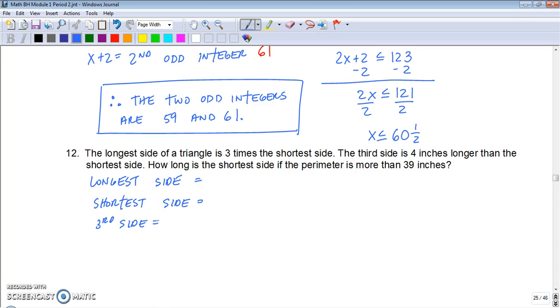Or maybe I have an idea, but maybe once I have numbers, I'll have an idea of how these sides compare. So I've got 3x, I've got x, and I have my third side, which is 4 inches longer, x plus 4. So maybe that one's the middle length. I guess it might be based on what x is. It might change. So my perimeter is the sum of all the sides. That's my formula. And it's greater than 39 with no equal sign.